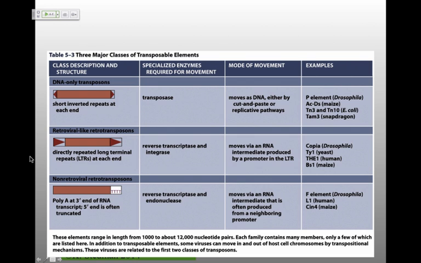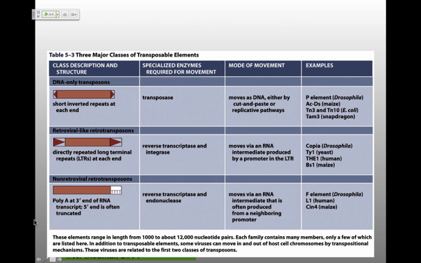Non-retroviral retrotransposons. This is actually a really interesting story, and it turns out that these are the most common of the transposons that we find in our genome. These are transposons that you actually can't recognize by these repeated sequences at either end. They just look like they have a gene-like structure to them. And we'll see how those work in just a second.